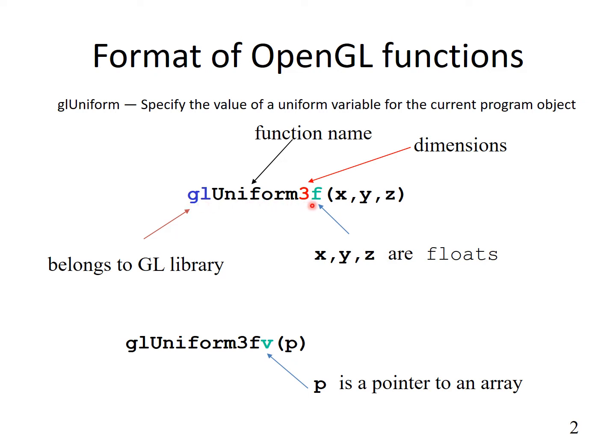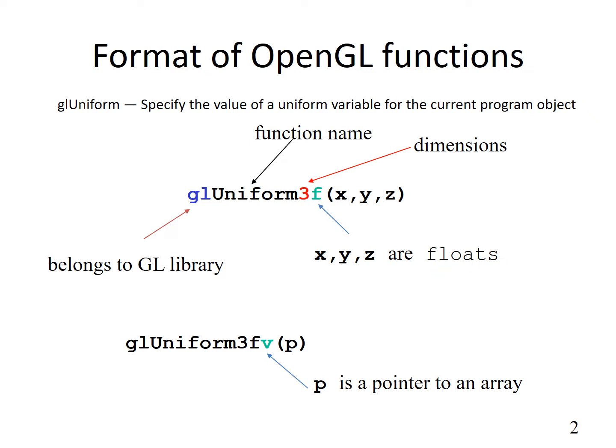The function name is glUniform3f. GL basically means that this function belongs to the core library. Uniform is the name of the function, which specifies what this function is doing. 3 means 3 dimensions, which is the x, y, and z dimensions. And f means that these dimensions are of type float.